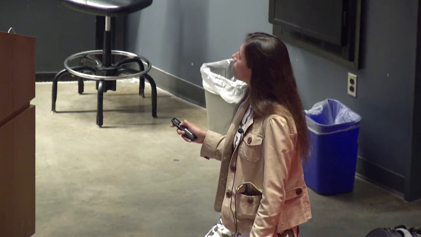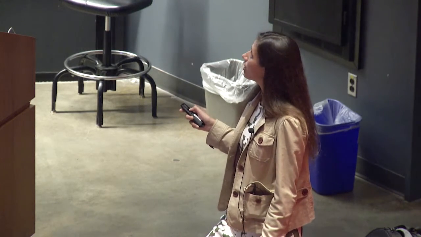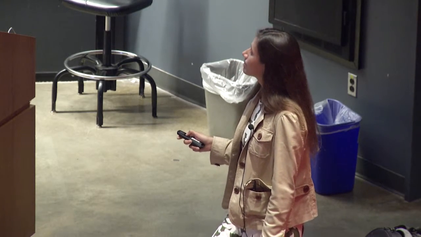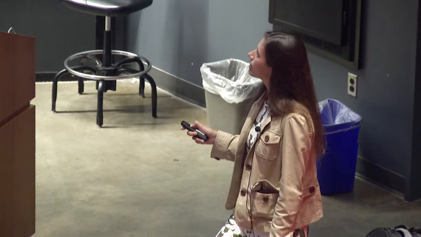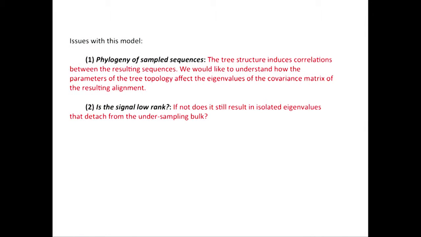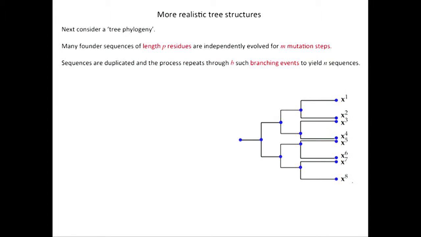And so really, if we're going to use this approach, we'd like to understand how the parameters of the tree affect the eigenvalues of the covariance matrix. Is it still roughly Marchenko-Pastur, or does it look quite different? I also assumed that the signal was low rank. If it's not, does it still result in isolated eigenvalues that detach from the bulk? First I'm going to talk about phylogeny. I probably won't have time to talk about the signal rank, but anyway.